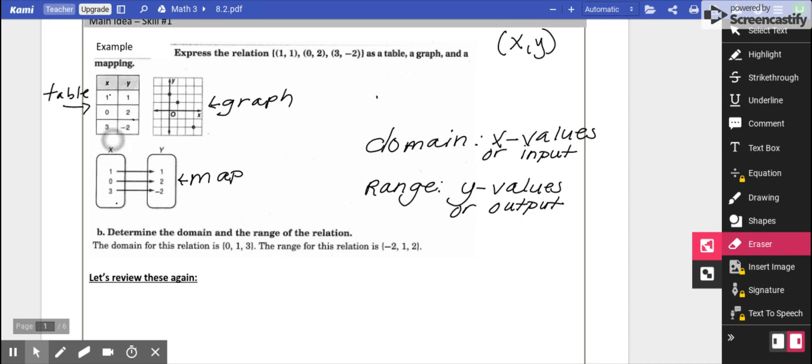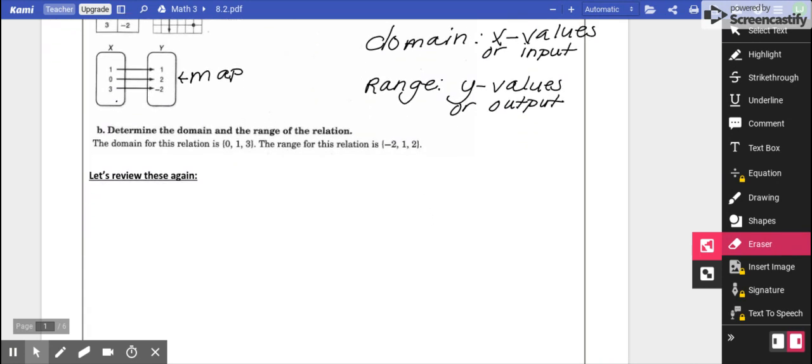Likewise, we could do it here on a table. We can also do the same thing on a graph. So my first point here is positive 1 for x, positive 1 for y. My second point is 0, positive 2, so it's there. And my third point is 3, negative 2, and it's there. So we can either show this with a table, which we've worked with lots in the past, a graph, and then this here might be a little bit new to us, and it's called a map. It looks a lot like a table, right? The only thing that seems to be different is that we draw arrows to the numbers where it corresponds to.